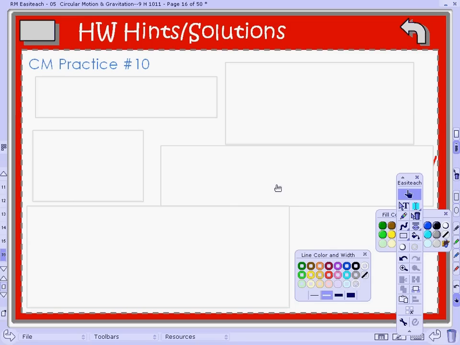Circular Motion Practice number 10 from the Circular Motion Practice Honors Conceptual Physics 9th grade worksheet. This was assigned for homework. It's about a rubber stopper spun in a vertical circle.